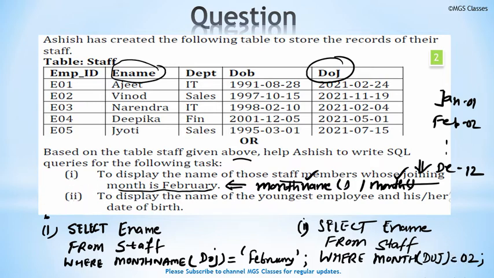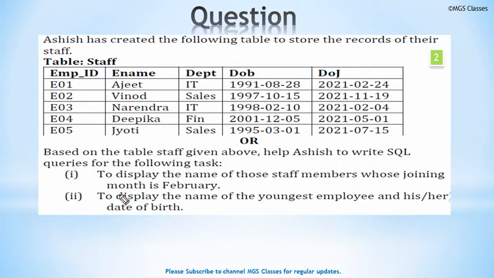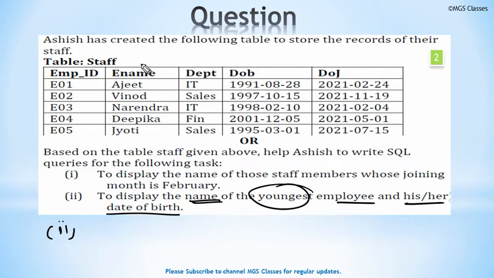Okay, now we will see the second portion of this question. The second portion of the question: to display the name of the youngest employee and his or her date of birth. To fetch the youngest employee, we need to apply this query. First we need to display the name of the employee, so in the select query you will write select ename. First you need to write the select query. Then the from clause means which table we are applying on? We are applying on the staff table, so we will write the table name.